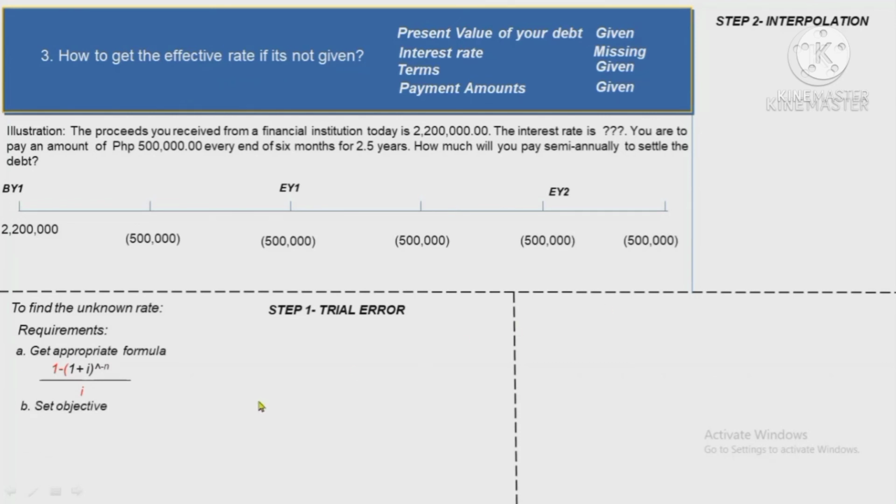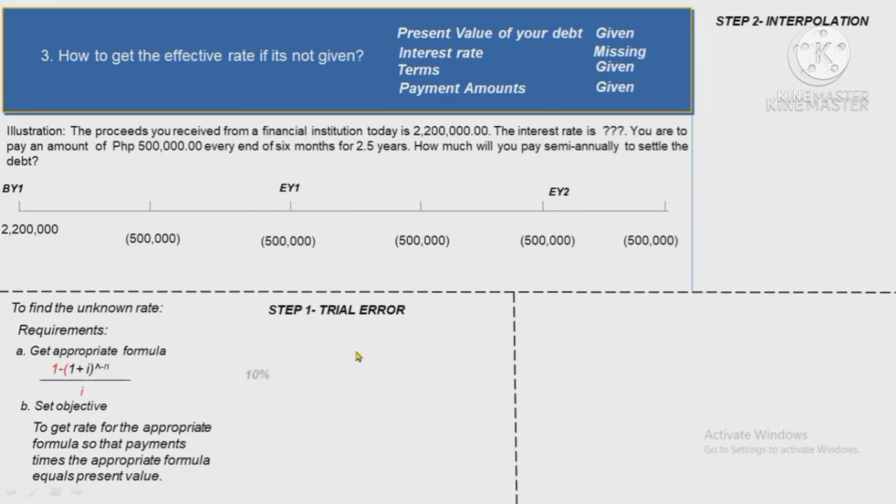So our objective here is to find the rate that will be applied on the appropriate formula so that the payments, which is 500,000 times the appropriate formula, will result to a present value of 2.2 million. So that's our objective. And since we have already the 2 requirements, the appropriate formula and the objective, we are now ready for the trial and error.